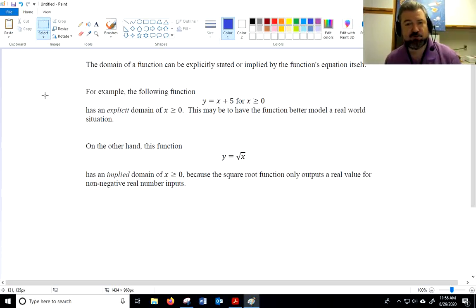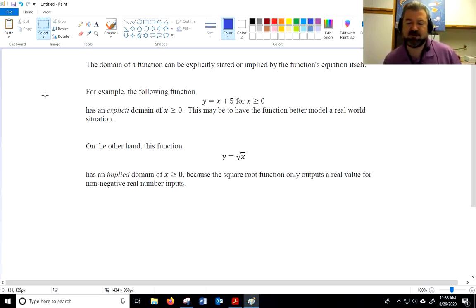Now, on the other hand, we could also have a function with an implied domain that is limited. And the implied domain is that domain that the equation itself requires in order to give real number outputs. So when you look at the equation y equals the square root of x, we know that the domain is all of the x values that will result in a real number output. So real numbers have to go in and real numbers have to go out.